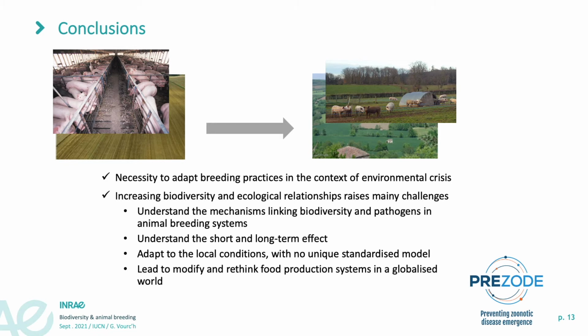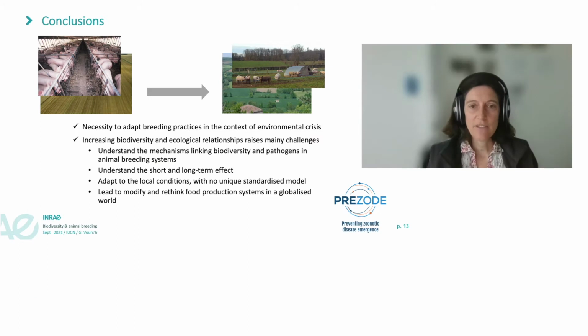animal breeding is facing the necessity to adapt its practice in a context of the environmental crisis, and the idea is to increase biodiversity and take into account the ecological relationships to change the system. To do that, we need to understand more the mechanisms that link this biodiversity, the ecological processes, and the pathogens within animal breeding and with its ecosystem outside, and especially understand the short and the long-term effects. And we need to adapt to the local conditions, as there is probably no unique standardized method. This leads us to modify and rethink also the food production system in a globalized world.